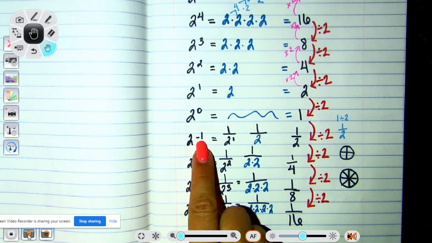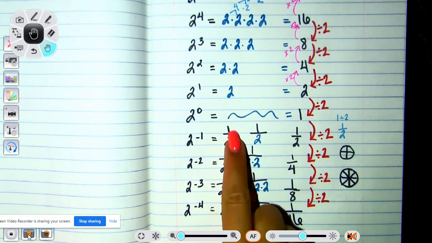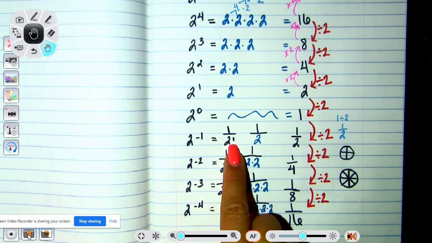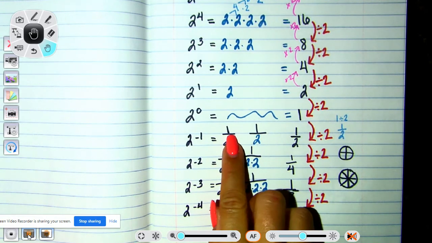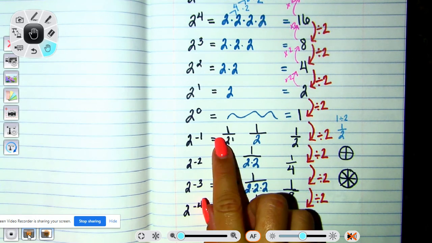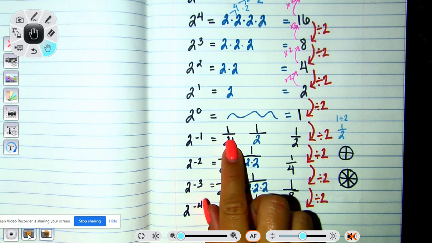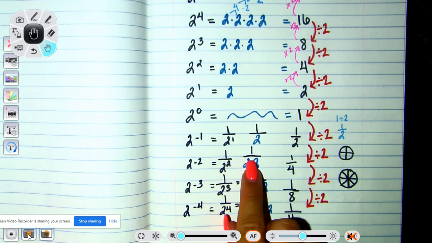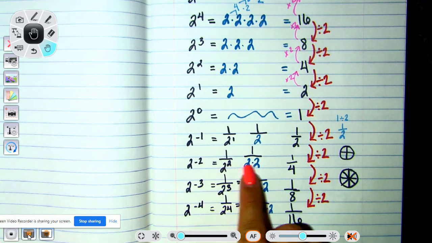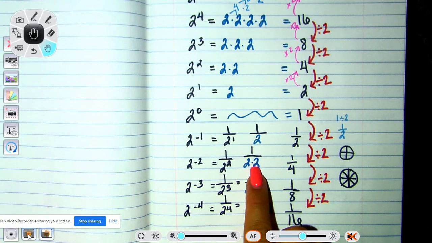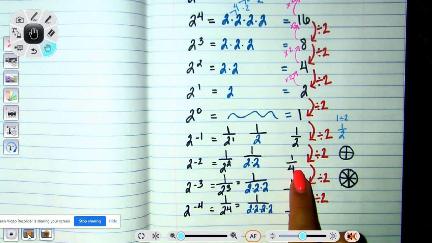So 2 to the negative 1, think of it as the opposite of 2 to the first power, which would be 1 over 2 to the first. You're dividing by 2 in this case. Yes, it looks like a fraction, but really this fraction bar means division. So it's really 1 divided by 2. Or in this case, 2 to the negative second power would be 1 divided by 2 times 2, which is 4.